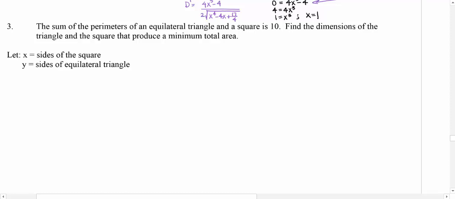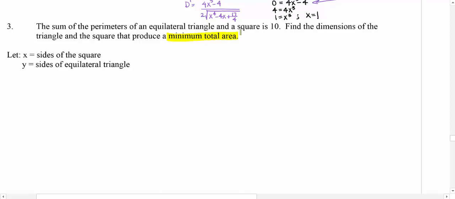Then it says, find the dimensions of the triangle and the square that produce a minimum total area. So I'm going to be using that then to write some equation for total area. And that's what I want to minimize. I want a minimum total area.